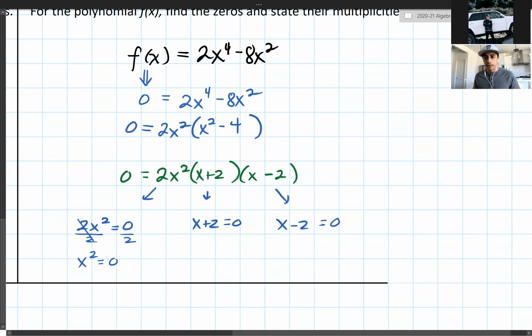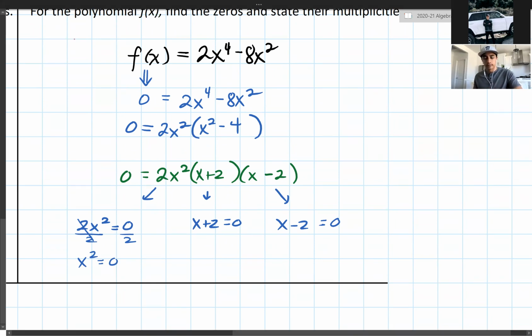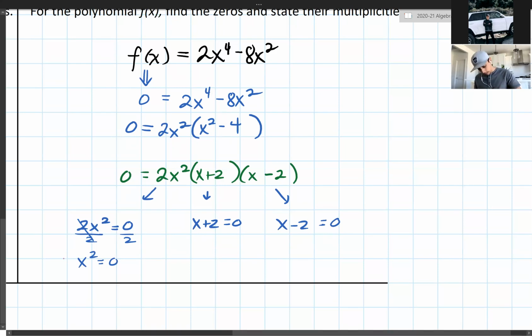How do you solve for x? What do you do to both sides? Opposite of square. It's already squared right now. Square root. There you go. Right. So square root both sides. There you go. Because the 2 and the square root cancel. You end up with x is equal to square root of 0 is just 0.